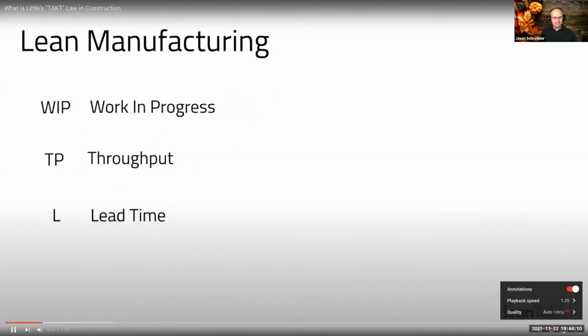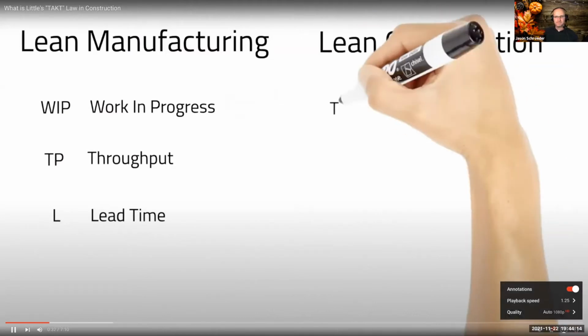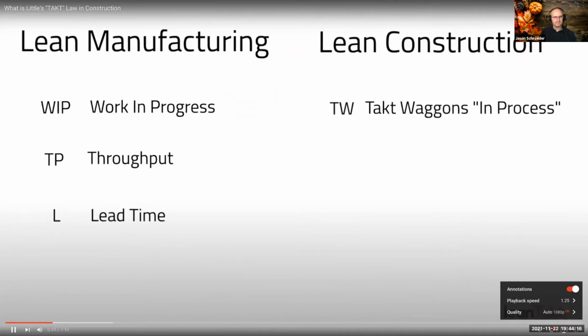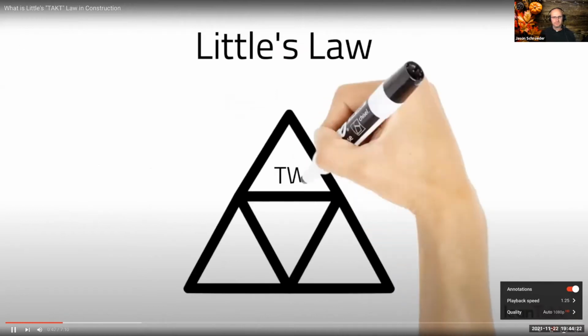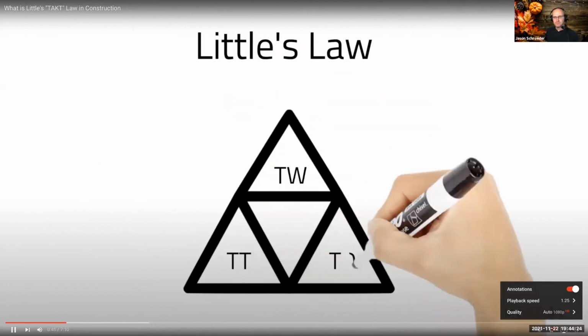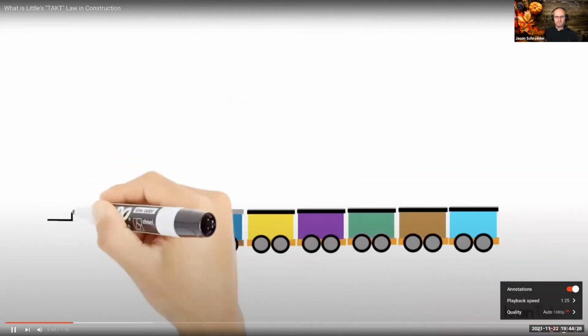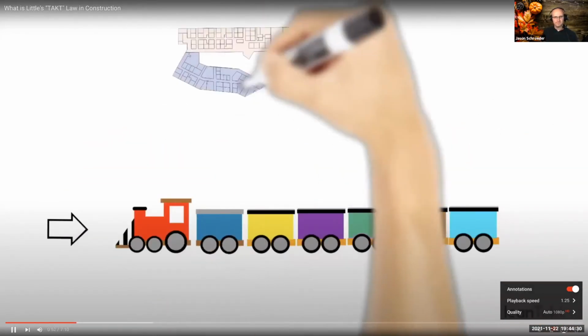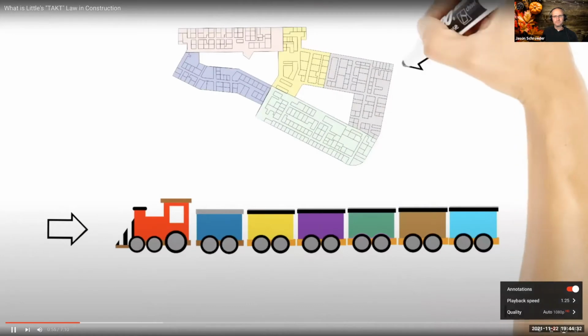We can translate this to a single Takt sequence in construction by translating these to TW for Takt wagons in process, TT for Takt time, TD, or Takt duration. There's a simple correlation between each of these, and to make sure we are being clear, this simple correlation is for a single Takt phase like this, meaning for one Takt zone or production area as shown here.